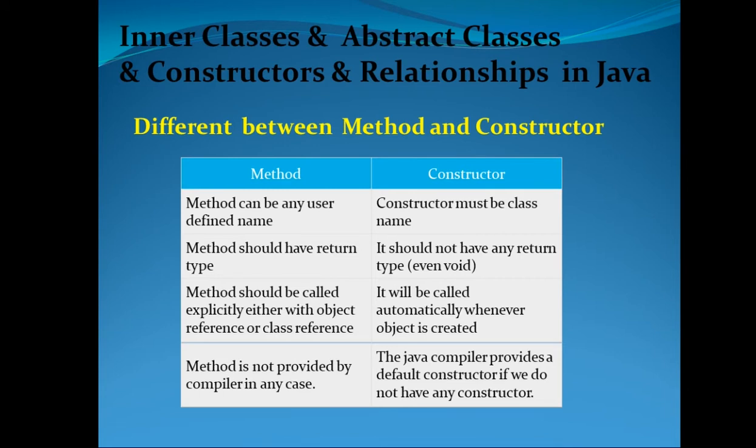A method should be called explicitly, either with an object reference or a class reference. A constructor will be called automatically whenever an object is created. A method is not provided by the compiler in any case. The Java compiler provides a default constructor if we do not have any constructor.